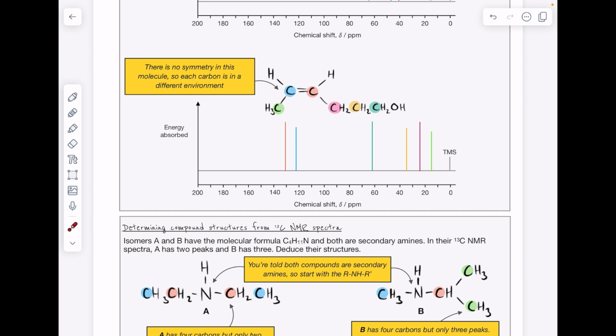Now this compound here has no symmetry whatsoever, so we have a huge number of carbon environments, 1, 2, 3, 4, 5, 6. Here's your double bond producing a huge chemical shift, so these peaks exist very far down this axis. And this carbon here next to the oxygen exhibits a large chemical shift.